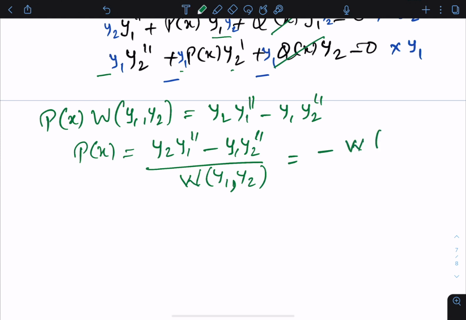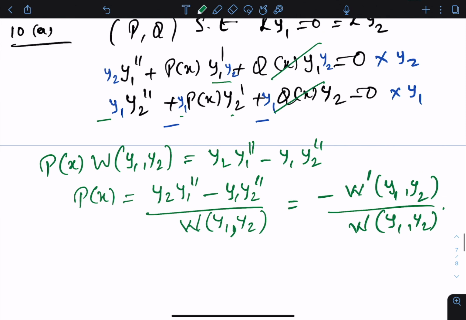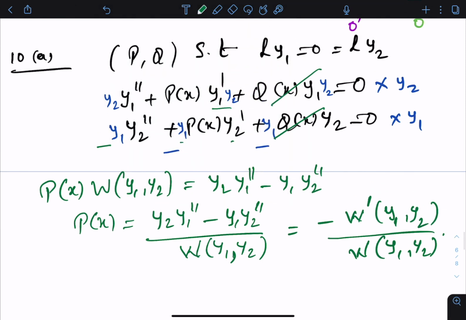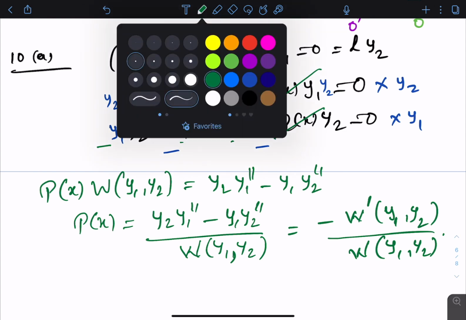In fact, you can observe that this is nothing but minus the Wronskian of y1, y2 prime, I'm sorry, minus the derivative of the Wronskian. So this is minus the derivative of the Wronskian divided by the Wronskian. Now we have found P. We need to find P and Q. We have found P, so now you do the same thing.